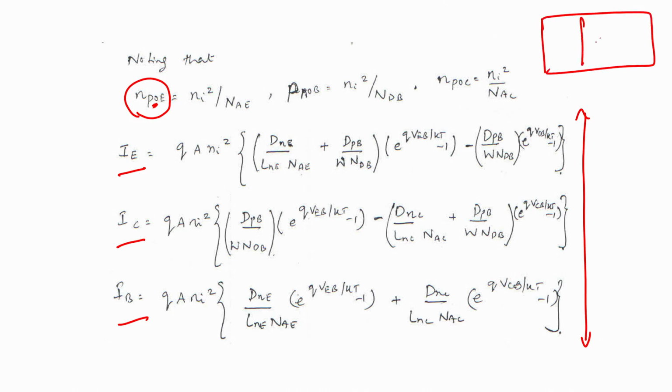So, we have the PNP emitter, base, collector. NPOE is the number of electrons at equilibrium, which is Ni square by the acceptor doping concentration of the emitter. So, this is quite large. Therefore, NPOE is expected to be quite small. Similarly, PNOB is Ni square by NDB, PNOC is equal to Ni square by NAC, and therefore, we just substitute that and we get expressions of this kind. So, it is just substituting that and summarizing the collector, emitter and base currents.